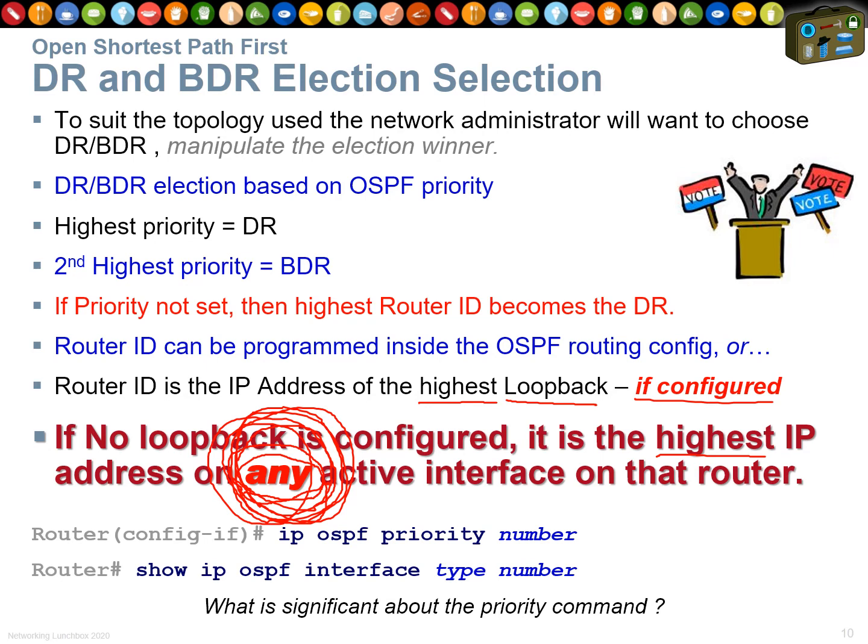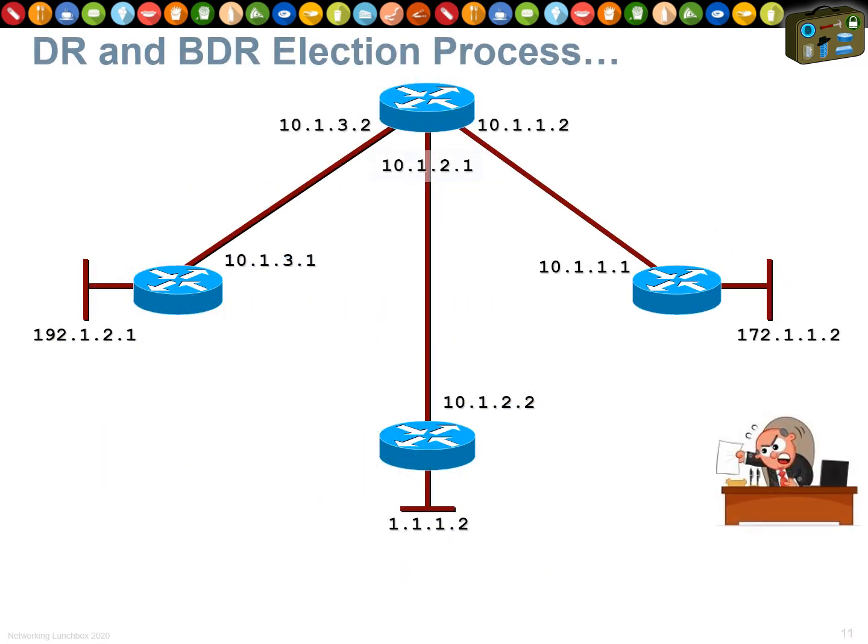So, if you want to find out what is going on your interface, show ip ospf interface and the interface number. And I've already talked about the significance of the priority command. So let's see who was paying attention on the previous slide.